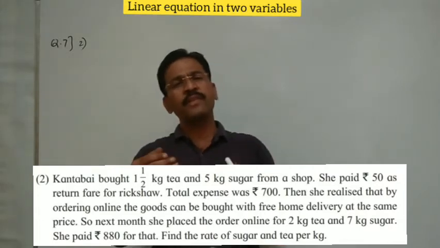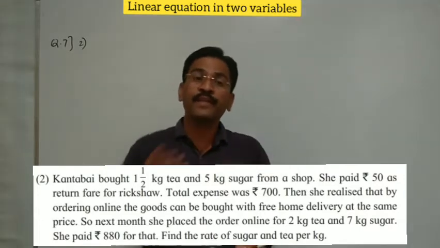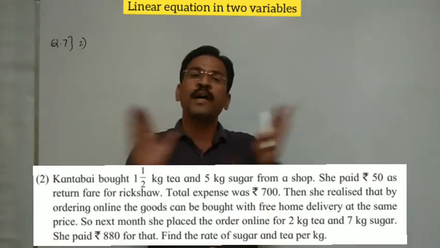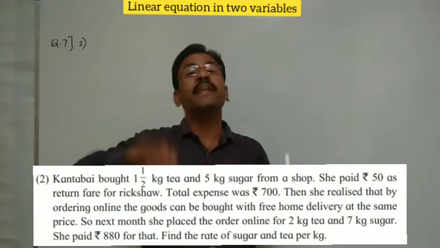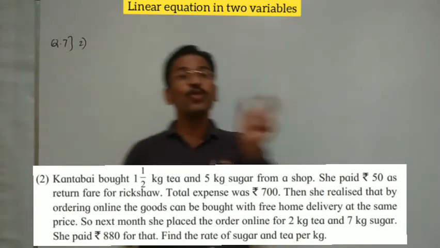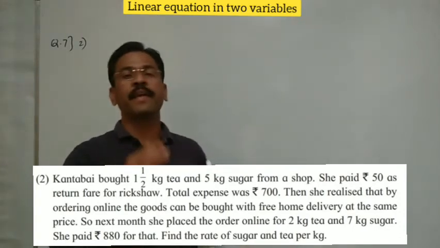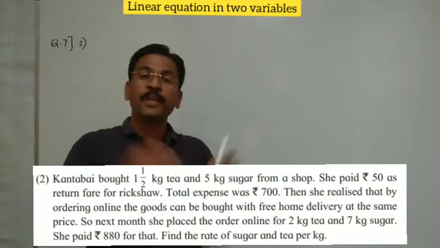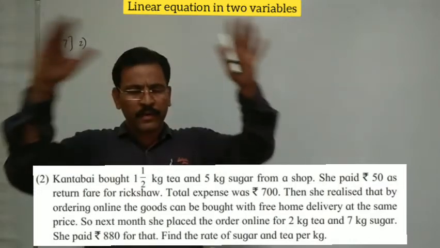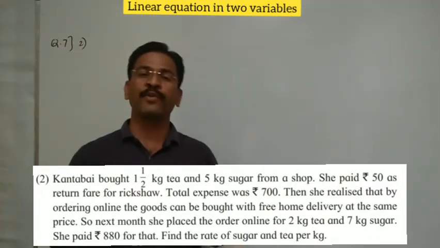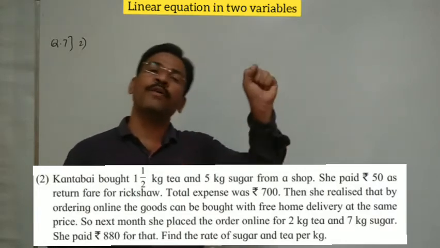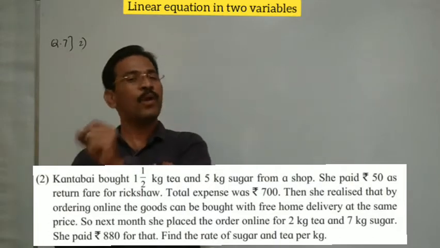Afterwards she realized if she ordered online with home delivery, that means no rickshaw expenses. So in the next month she ordered online, 2 kg tea and 7 kg sugar. For that she paid 880 rupees. So from all this information we are going to find the per kg price of tea and the per kg price of sugar.